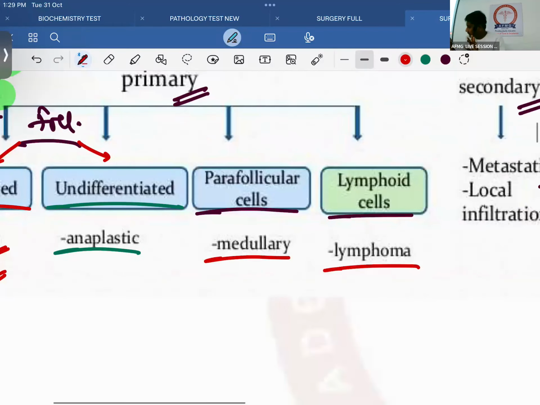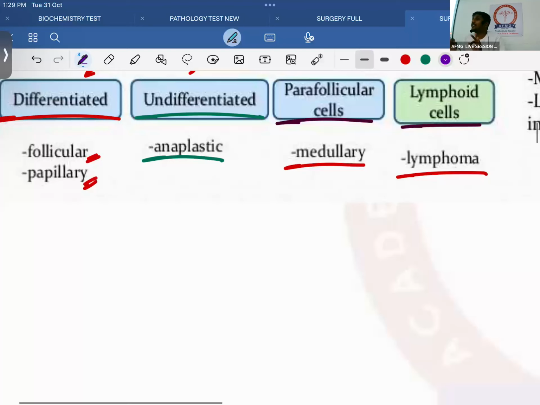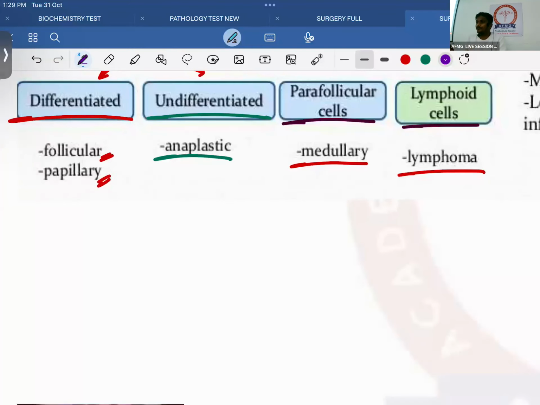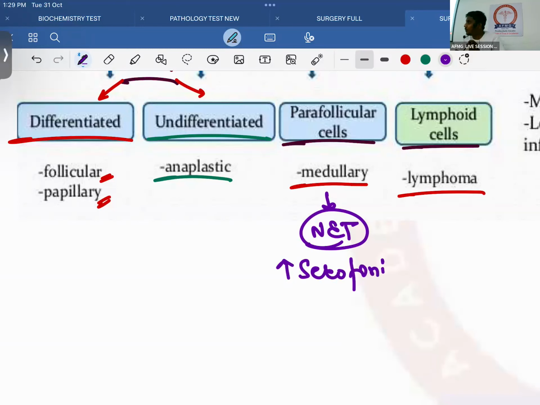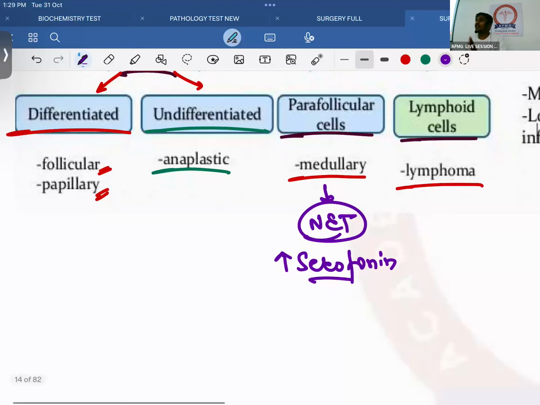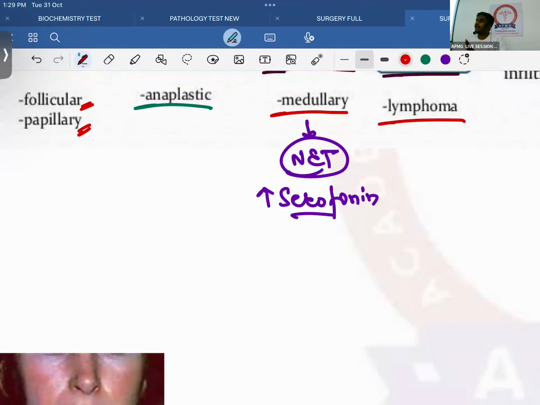Important, beta: which among the following is a neuroendocrine tumor? Very good. Neuroendocrine tumor is a medullary thyroid cancer. Why neuroendocrine? Because it produces a hormone-like substance. Which hormone is that? Serotonin. Well done. It produces serotonin in excess. That causes serotonin syndrome. Therefore a patient of medullary thyroid cancer can have features of serotonin syndrome like flushing and diarrhea.